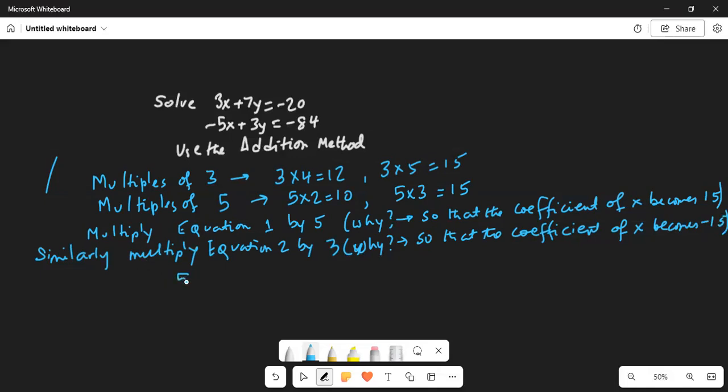So we are multiplying by 5 on both sides of equation 1. 3x plus 7y is equal to minus 20 times 5. We distribute the 5 to 3x, which gives 15x, then distribute 5 to 7y, 5 times 7 is 35, so 35y, and minus 20 times 5 is minus 100. So this is equation 1.